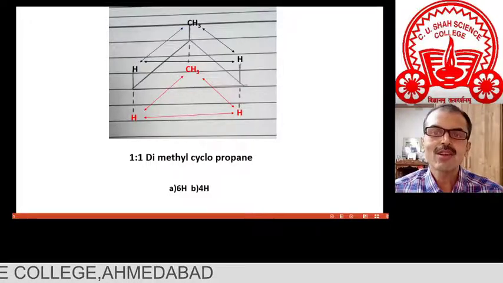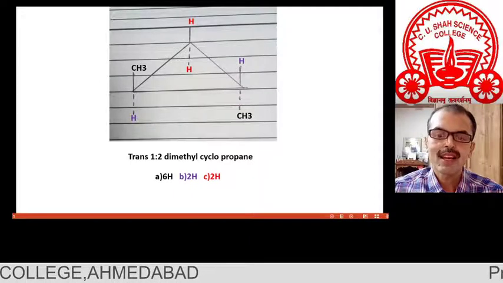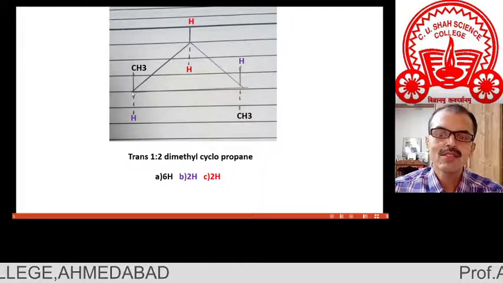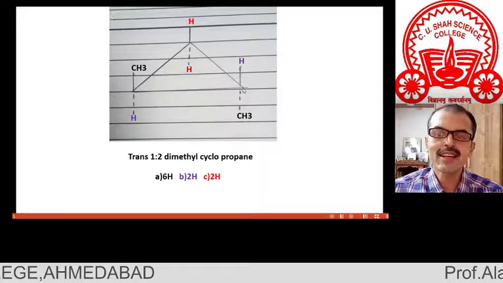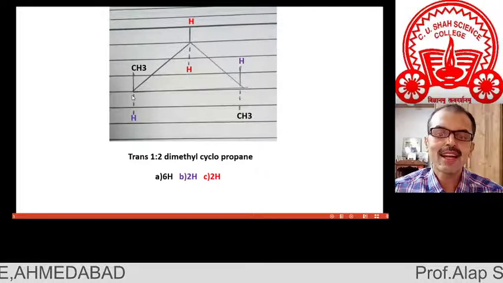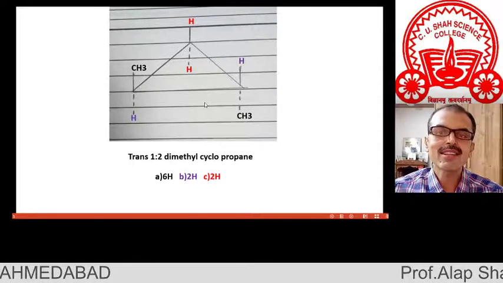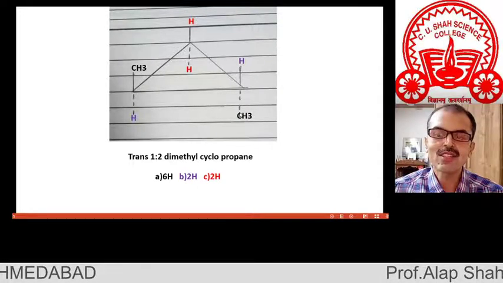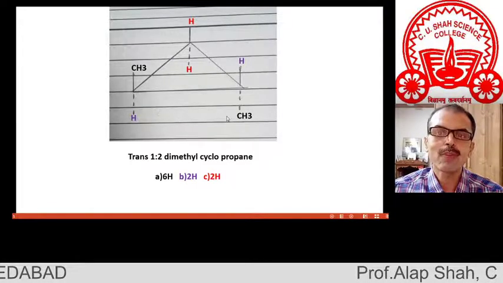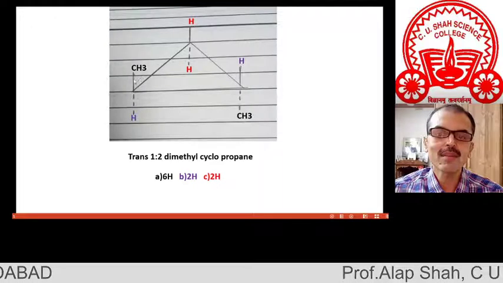Now let us move to another isomer, and this one is trans 1,2-dimethyl cyclopropane. See, this is the first carbon, this is the second carbon. So both methyls are attached at adjacent positions, and they are relatively trans. That's why this isomer is called trans 1,2-dimethyl cyclopropane. Now let us check whether both methyls are the same or not.